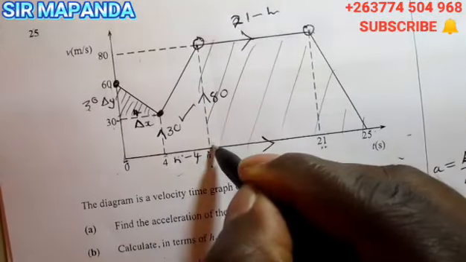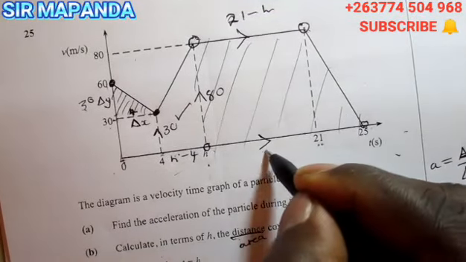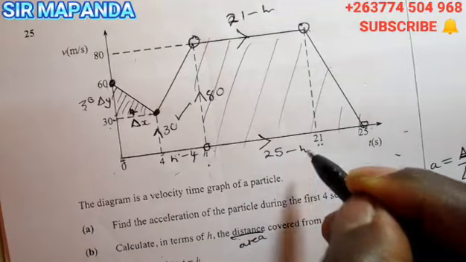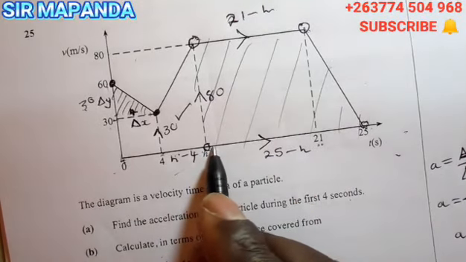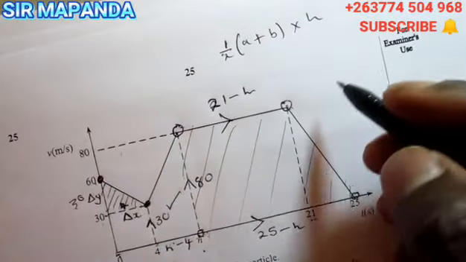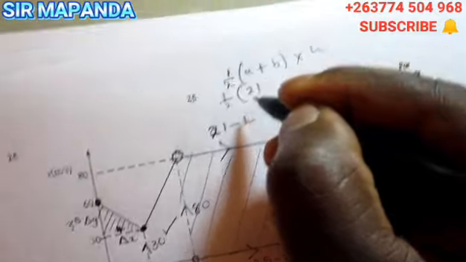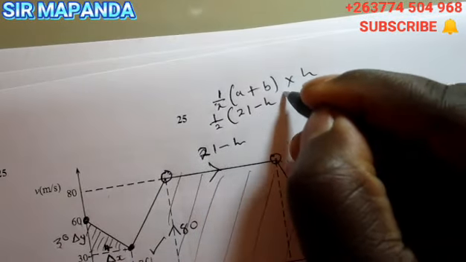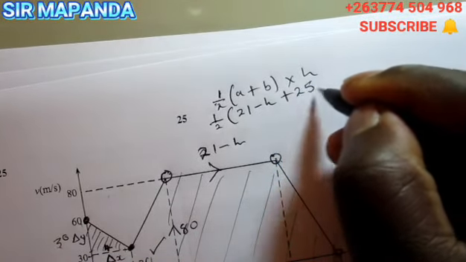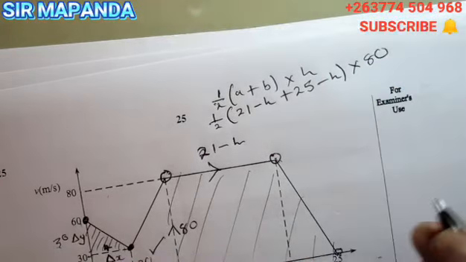Then I'm now measuring the distance from H up to 25. So it's 25 in front minus H, which is before. Then our height is there as 80. So let us substitute in the formula. Half, open bracket, 21 minus H plus 25 minus H, close bracket, times a height of 80.